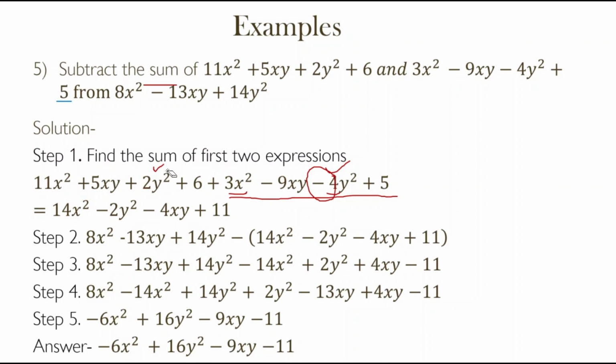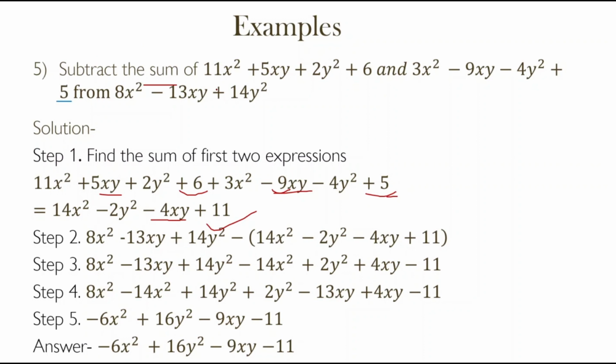Right? Now we solve for the remaining terms. There is 5xy. And there is minus 9xy. So whenever either of the terms is negative, we subtract. So 9 minus 5 is 4. Sign comes of the bigger number. That's why it's minus 4xy. Now only the constant term is left, which is 6 and 5. 6 plus 5 is 11. So this is the sum of the first two algebraic expressions.